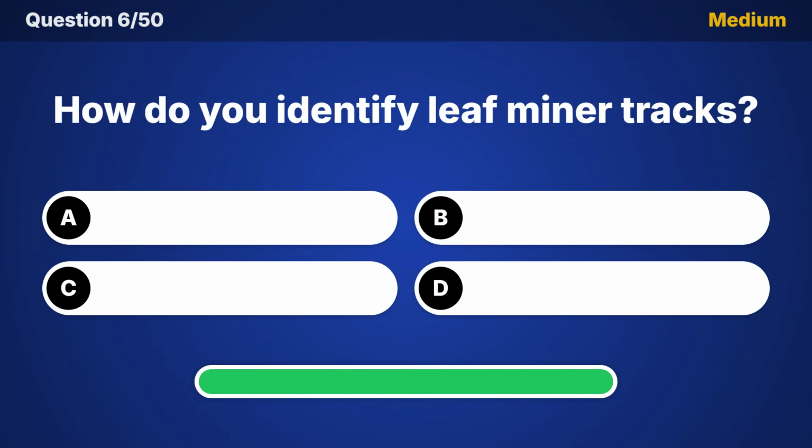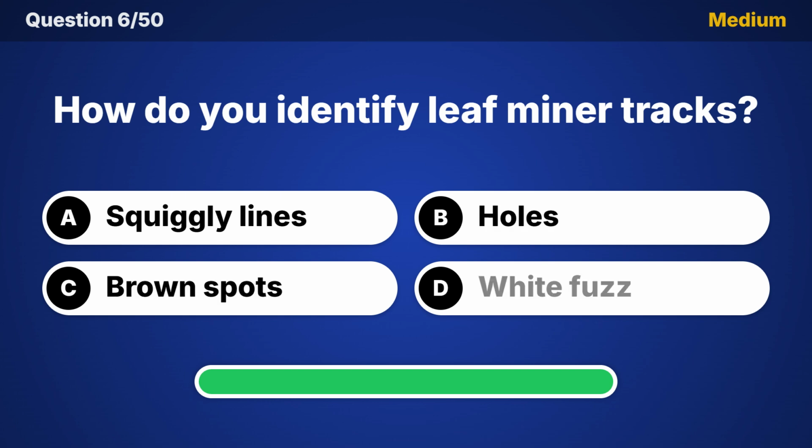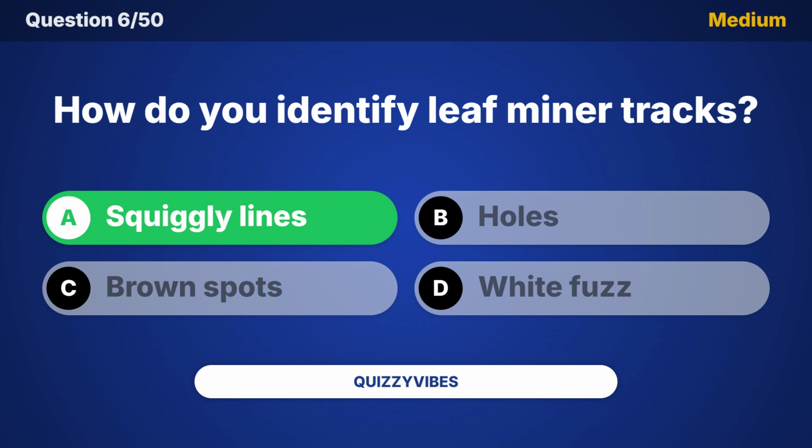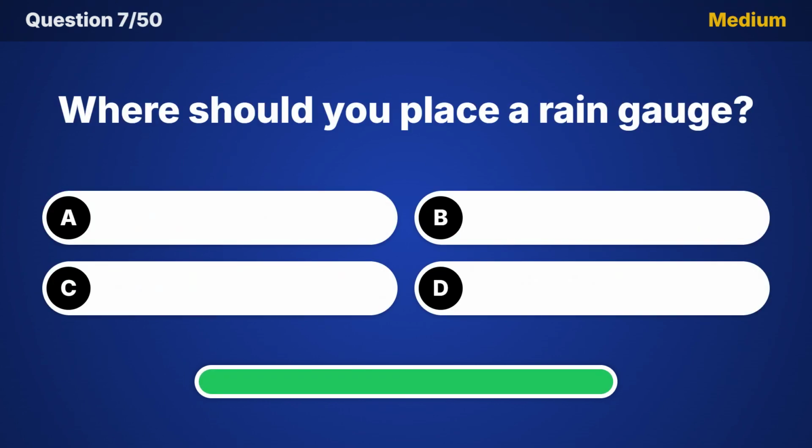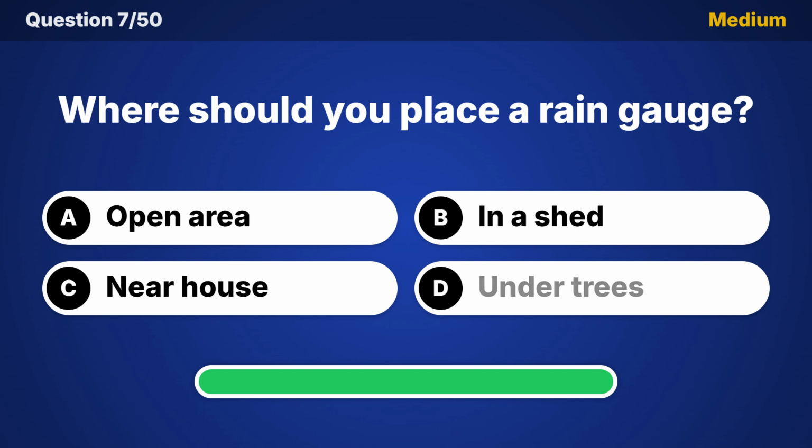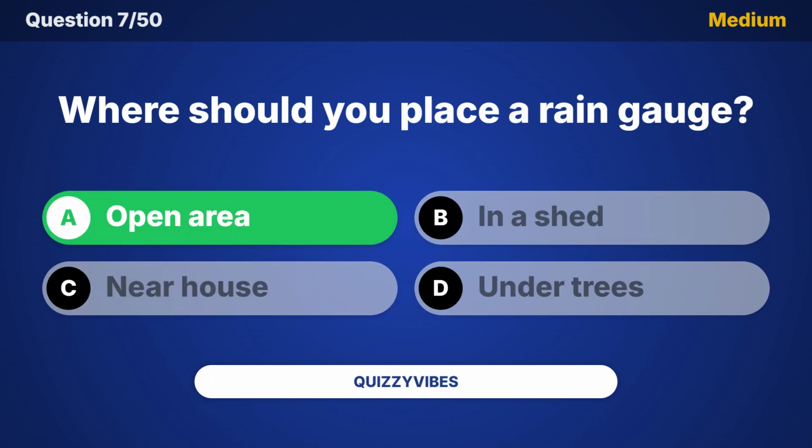How do you identify leaf miner tracks? The answer is squiggly lines. Where should you place a rain gauge? Time's up. It's open area.